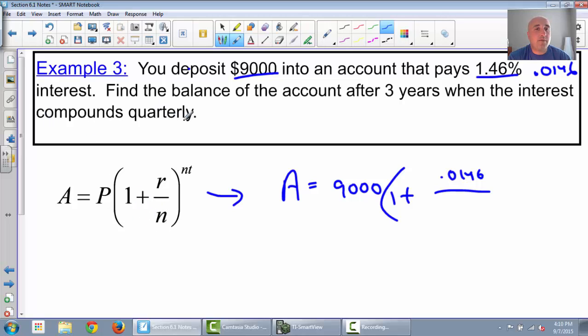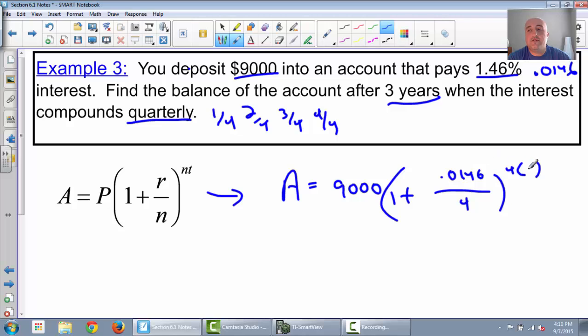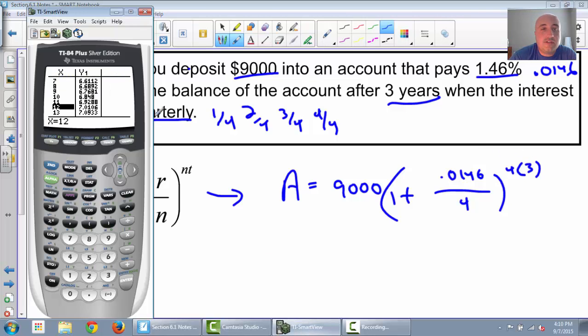It's telling us that it compounds quarterly. Quarterly means 1/4, 2/4, 3/4, 4/4. So quarterly would be 4. There are 4 quarters in a basketball game. And then up at the top, n and t, these two n's are the same. So the n down at the bottom is the same as the n up here. And then how many years are we looking for? It wants 3 years, so our t is 3. Once again, this is a calculator problem. We have our whole equation, and we're going to solve it on the calculator.